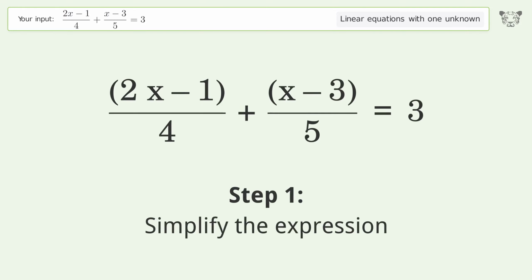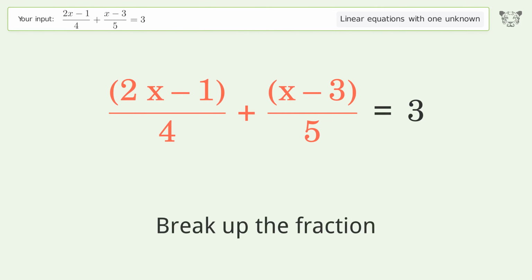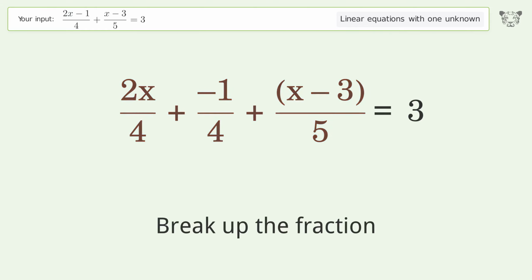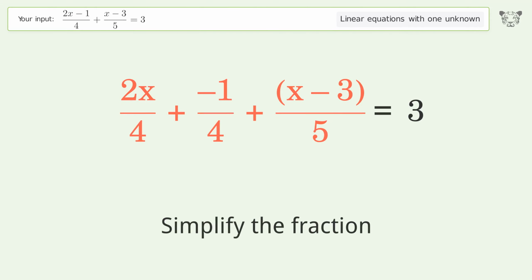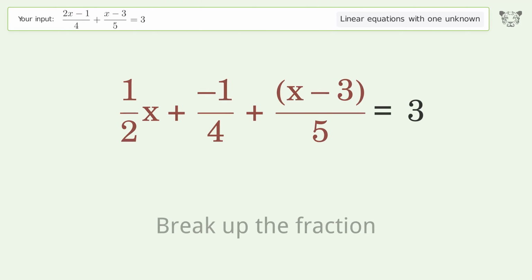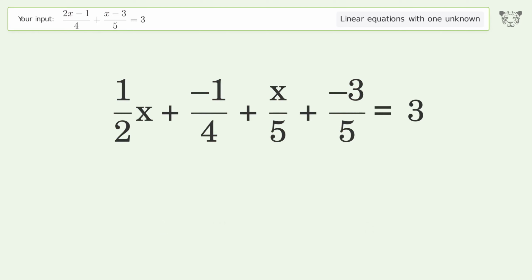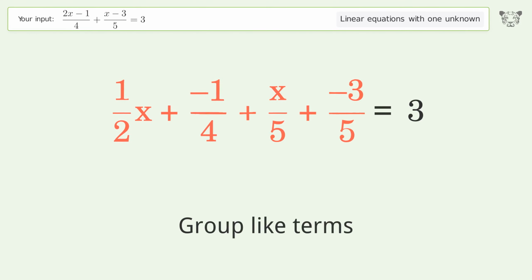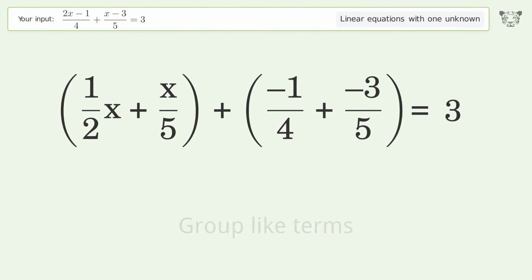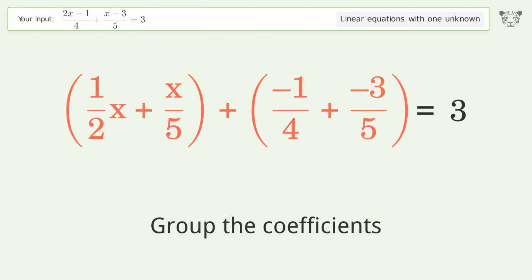Simplify the expression. Break up the fraction. Simplify the fraction. Break up the fraction. Group like terms. Group the coefficients.